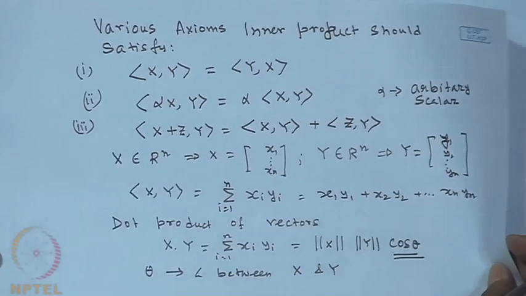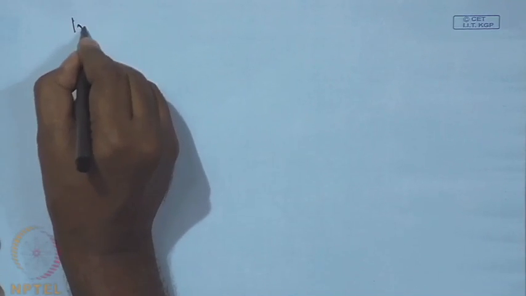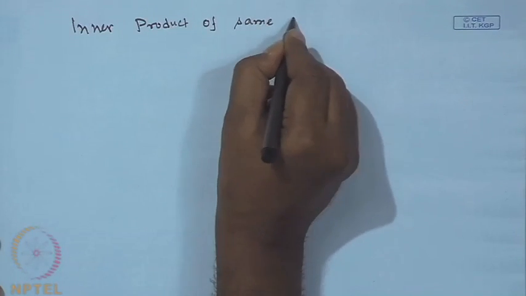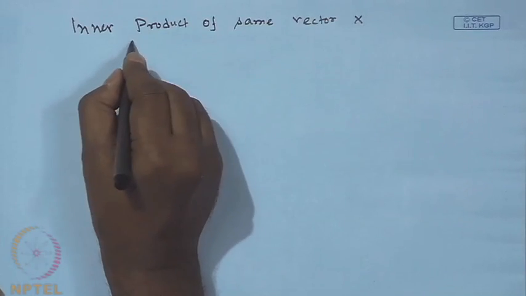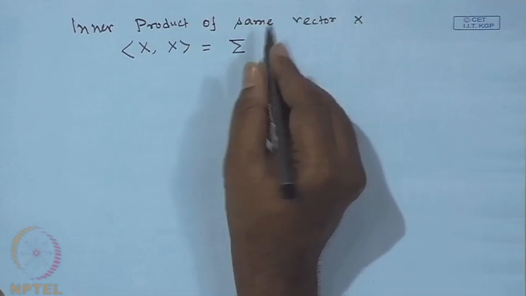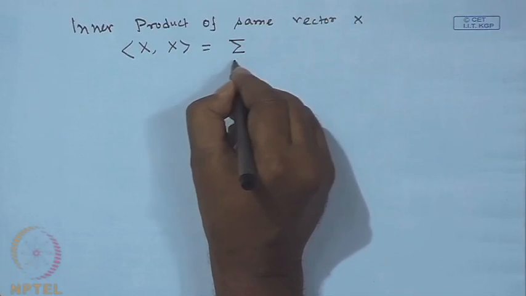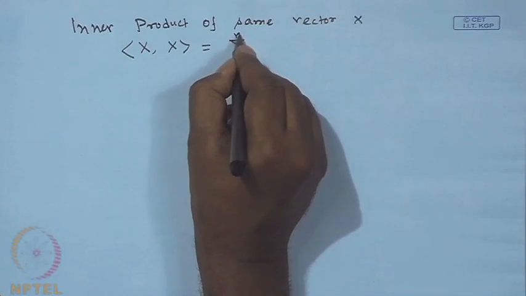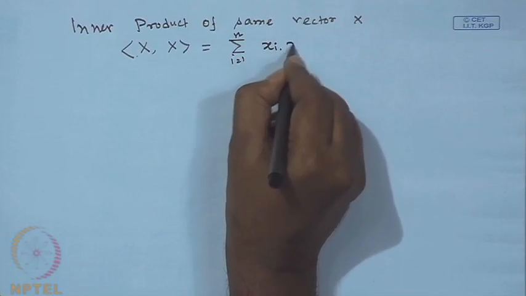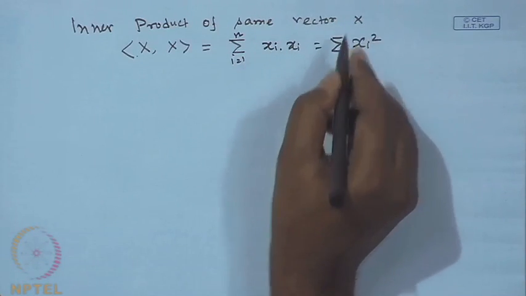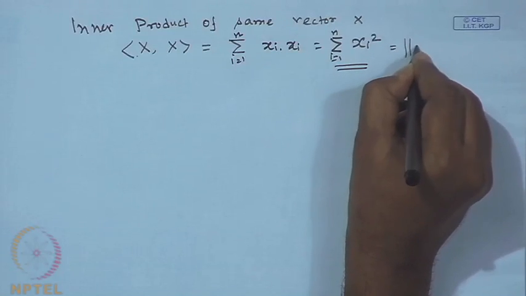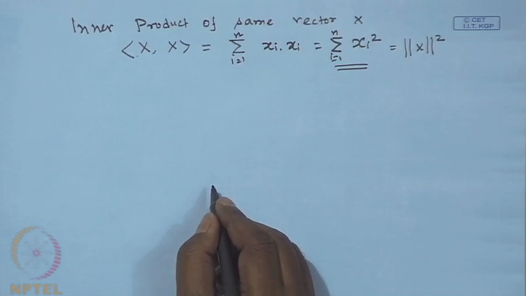So, if you look into the inner product of the same vector, let us say x. Inner product between the same vector is nothing but, if you substitute the definition of the inner product, summation over all the elements i equal to 1 to n, of xi multiplied by xi. So, this will be summation of xi square, i equal to 1 to n, and what is this? This is nothing but norm of x square, the square of the norm.